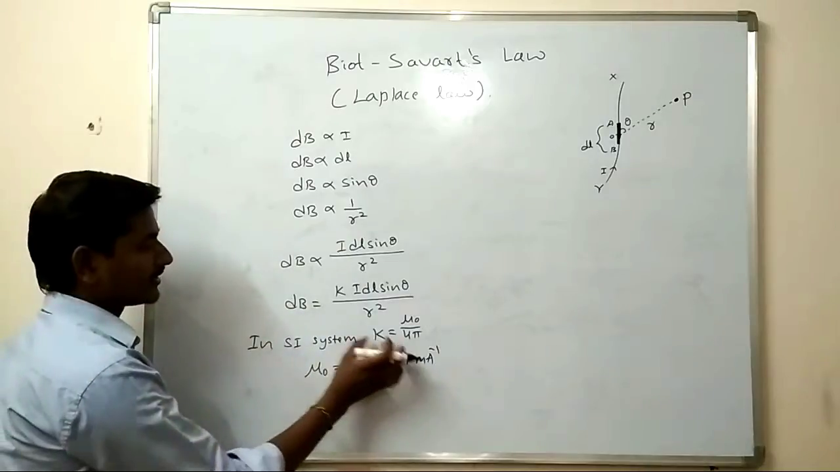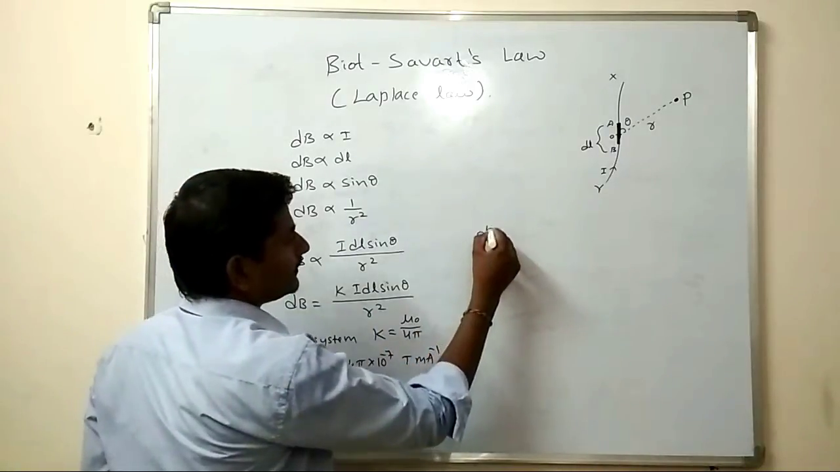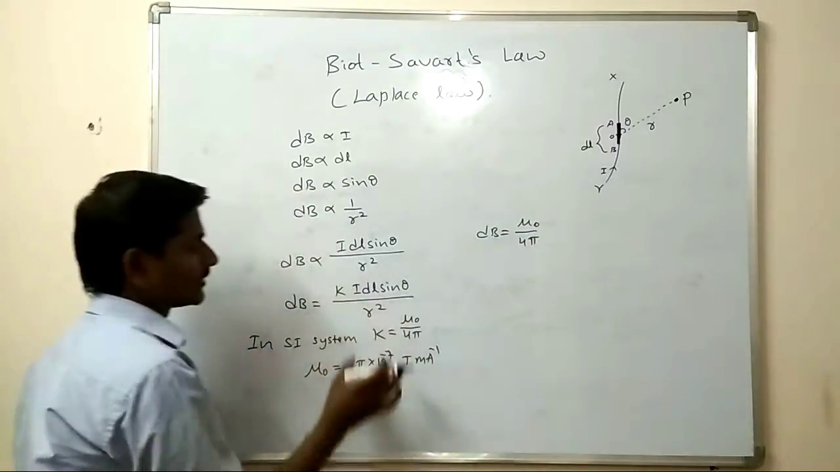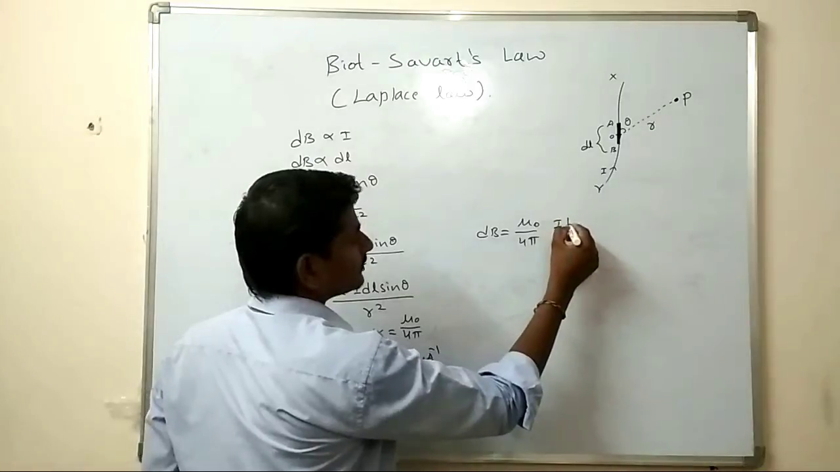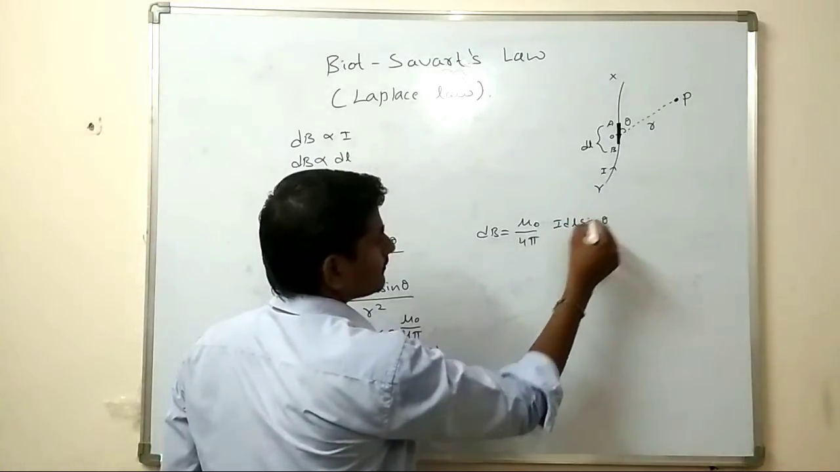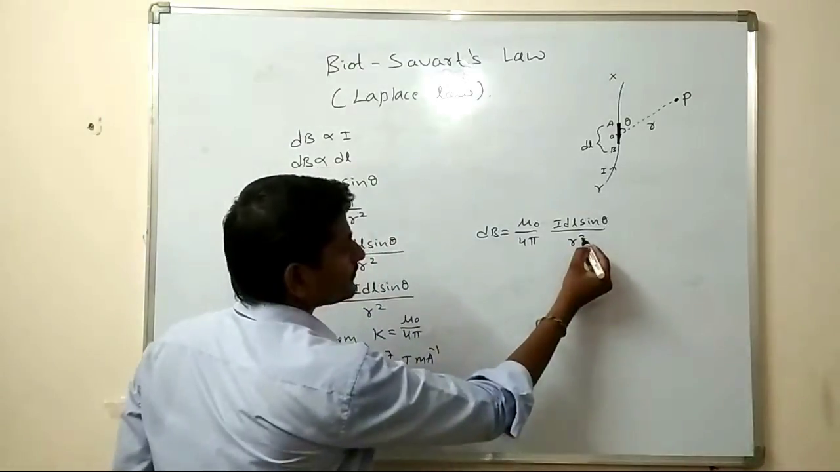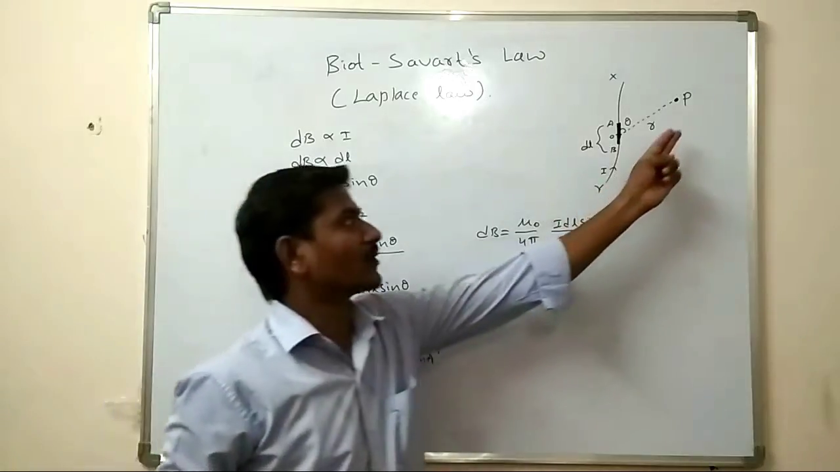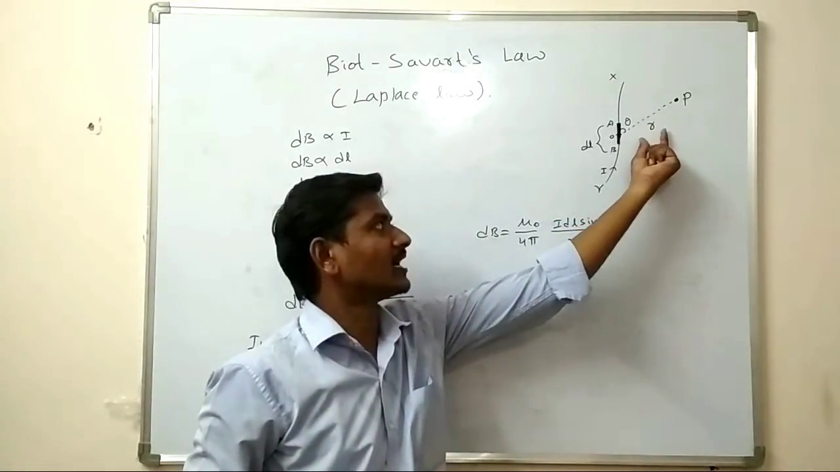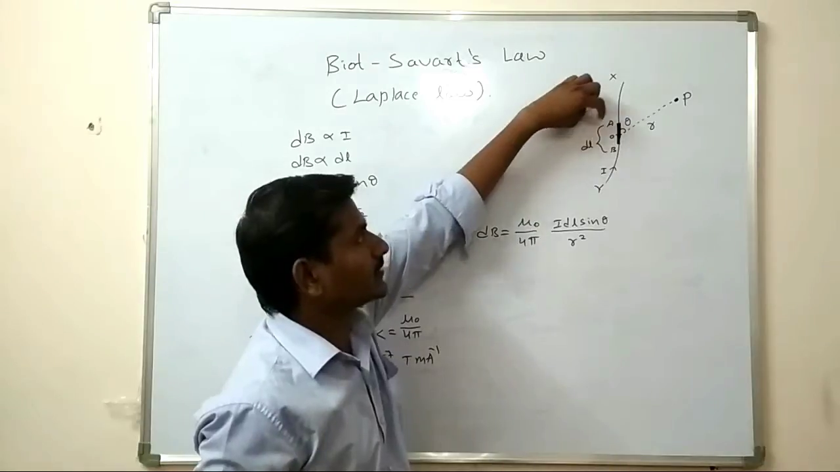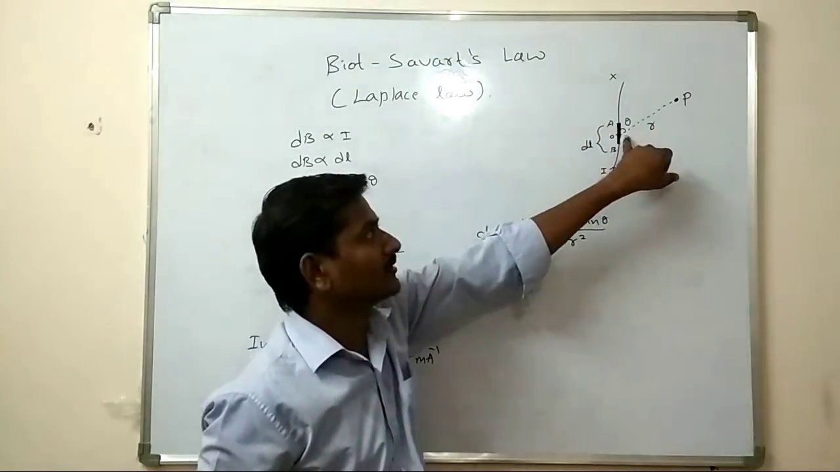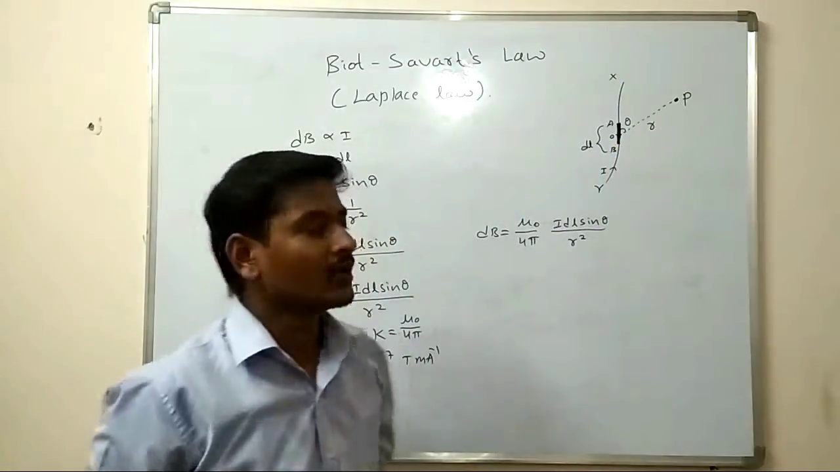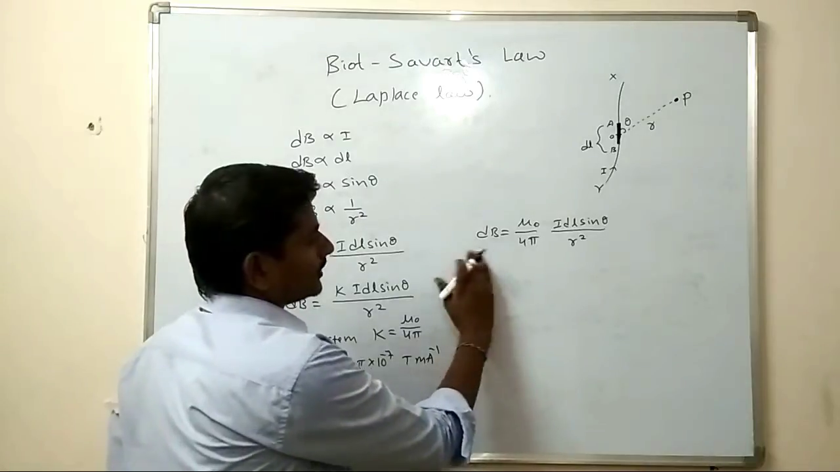By substituting the value of k in this expression, we will get dB is equal to mu naught divided by 4 pi I dl sin theta divided by r square. This is the magnitude of the magnetic field produced at the point P, which is at a distance r from the current element, which is making an angle theta with the line joining the current element to the point of observation. This is only the magnitude.